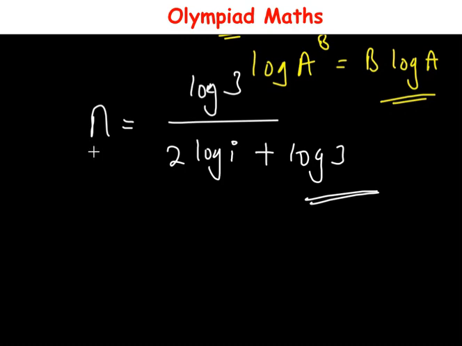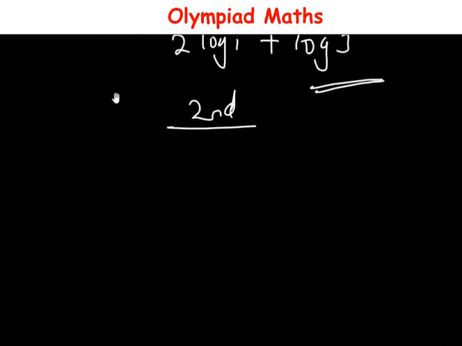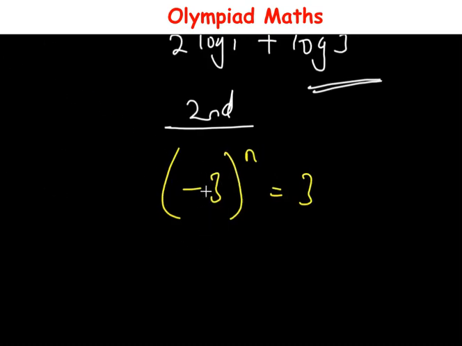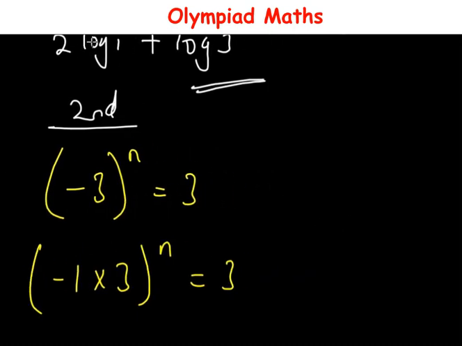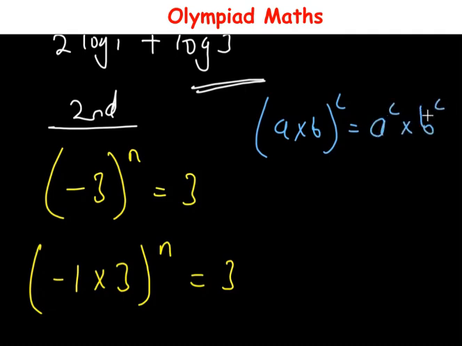Now this is the solution of n for the first method. For the second method, we can also solve this question this way. The question, which is minus 3 all raised to power n is equal to 3, can also be solved this way. First, express minus 3 as minus 1 times 3 all raised to power n equals 3, such that we can then apply this rule of indices, that if you have, in brackets, a times b all raised to power c, this equals a raised to power c times b raised to power c. Applying this right here, what we have is minus 1 all raised to power n times 3 raised to power n is equal to 3.